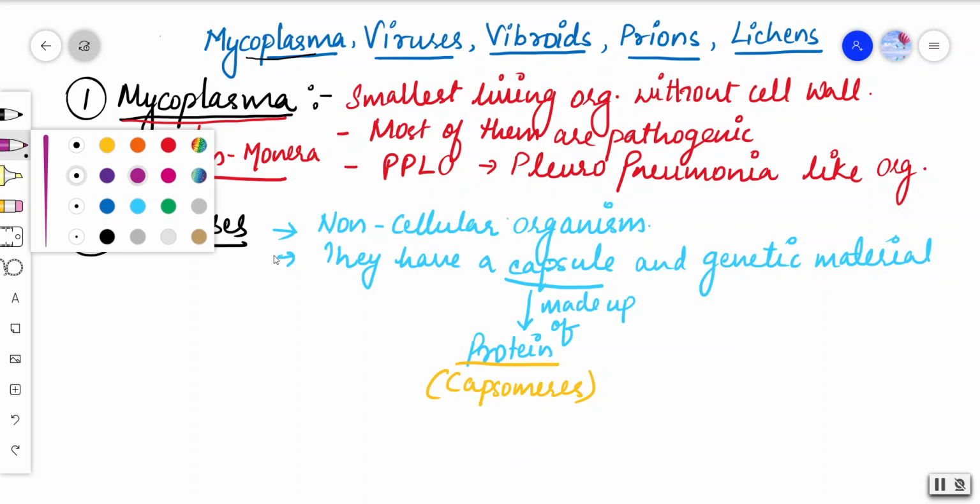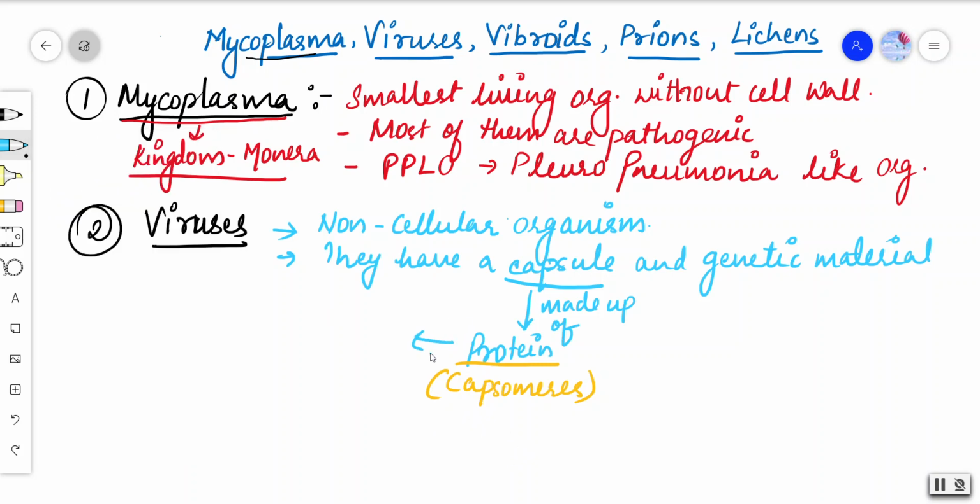So let me get it arranged, and this protein is arranged in two types. Number 1 is helical arrangement. It's something like this. It is arranged in this manner, something like that, in this helical manner.